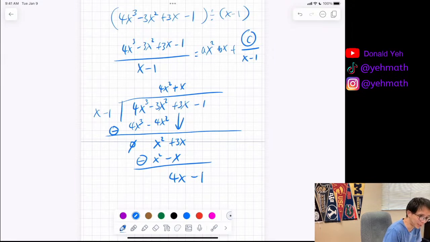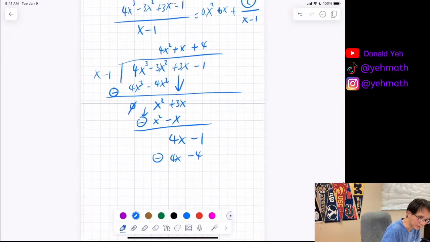Because negative, negative. So it's because always go through the circle. You write down the circle, just think about I'm always subtracting. So that's why I draw a circle and minus signs there. And then we're going to do plus 4. So it'll be 4x minus 4. What's going to be the last number here? 3.